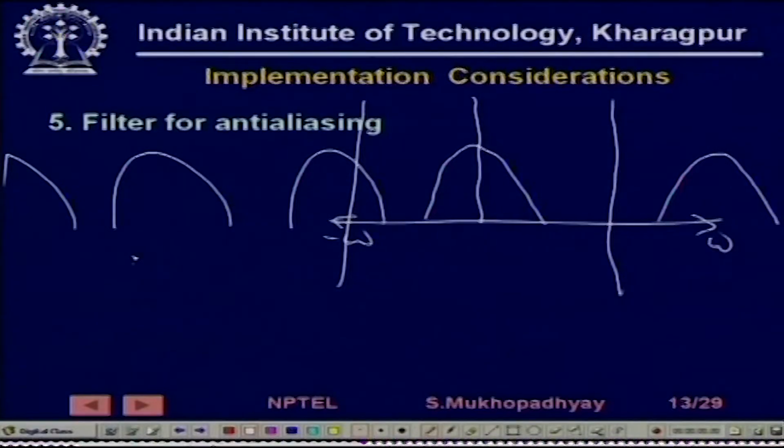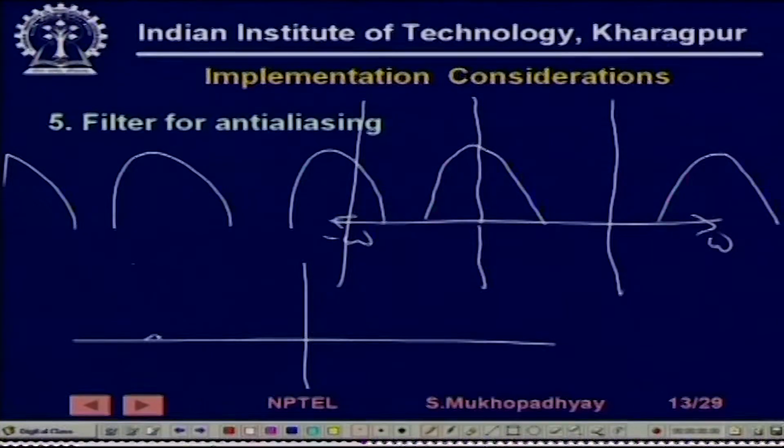Now imagine that you make the sampling frequency low. I am just exaggerating the other way. Suppose the signal has this bandwidth and you are sampling it at this frequency. Then these lobes will come and start overlapping. So, this will be one of the lobes and probably this will be the other lobe.